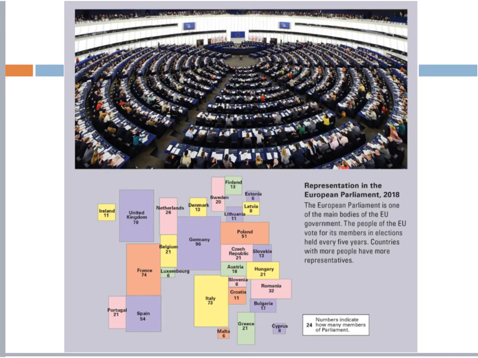We talked about this yesterday, and we talked about how the representation in the European Parliament is not equal, and that some countries have more. And if we look at the caption here, it says, the European Parliament is one of the main bodies of the EU government. The people of the EU vote for its members in elections held every 5 years. Countries with more people have more representatives.